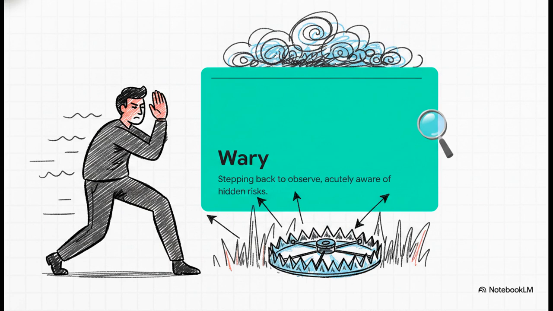And interestingly, it shares linguistic roots with the word aware. So when you're wary, you're acutely aware of hidden risks. Think of the collocation wary of, like investors remain wary of market volatility. You aren't just playing it safe, you're actively scanning for the trap. That's a highly practical phrasing for the exam.